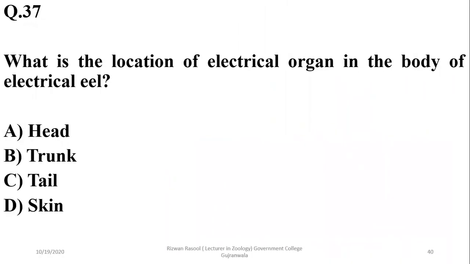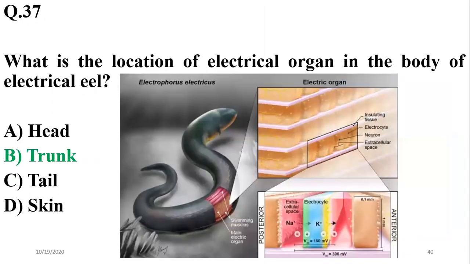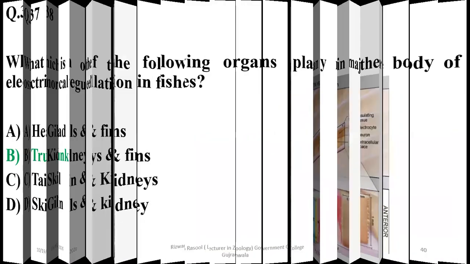What is the location of electrical organ in the body of electrical eel? In case of electrical eel, the electrical organ is located in their trunk. As you can see over here, it's a trunk and large portion with insulating tissue, electrolytes, neuron, and extracellular space, which is responsible for the production of sufficient electric force or electric current.